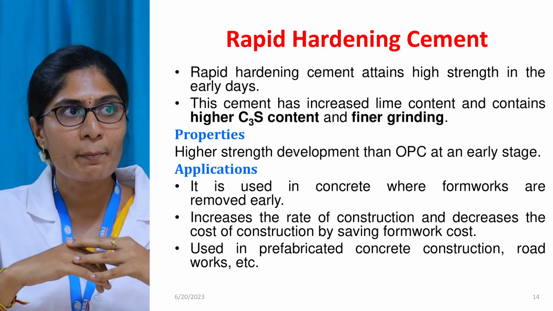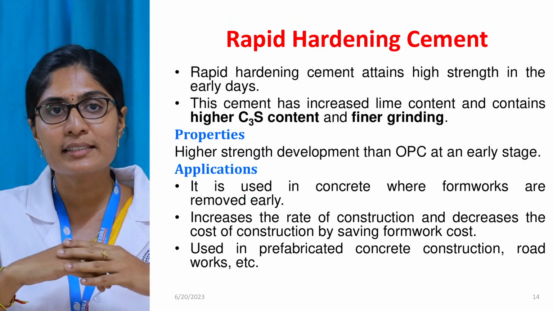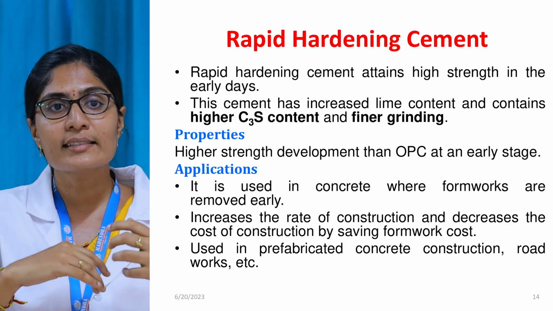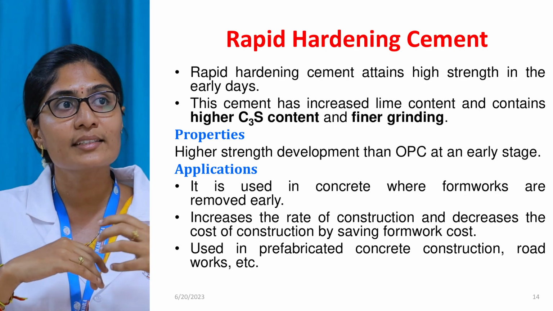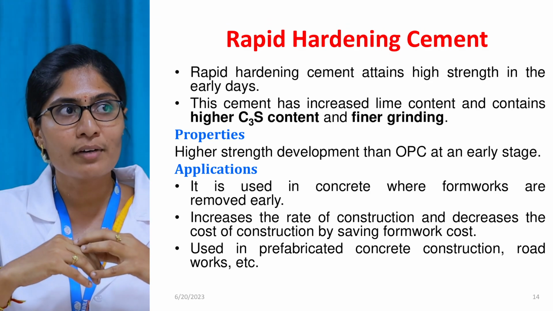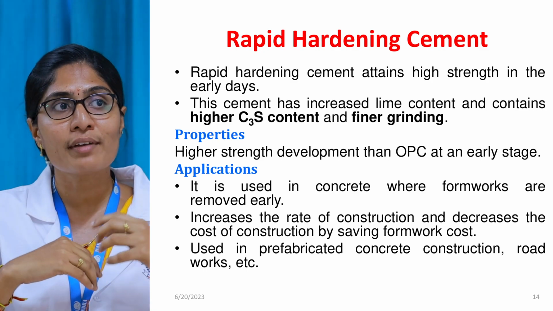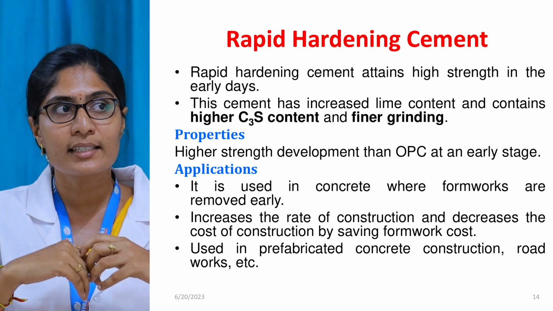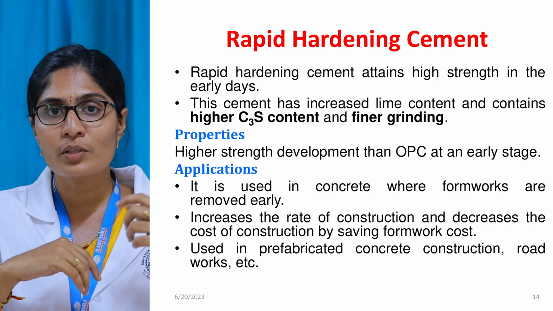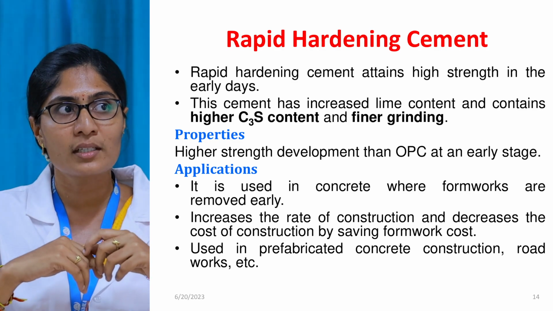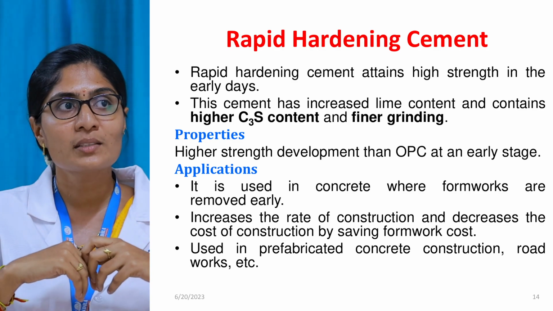So next is the rapid hardening cement. The name itself indicates that rapid means quick. The cement sets and hardens in a very quick manner and the strength development is also extremely high. This cement is manufactured by increasing the proportion of lime in cement, and also by increasing the proportion of C3S content. C3S is one of the Bogue components that is responsible for the initial quick setting of cement. By this way rapid hardening cement is produced.